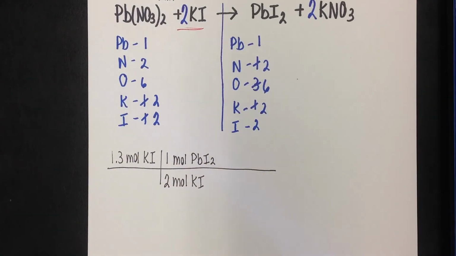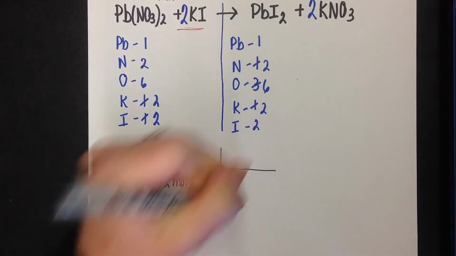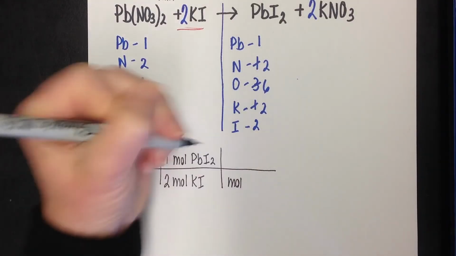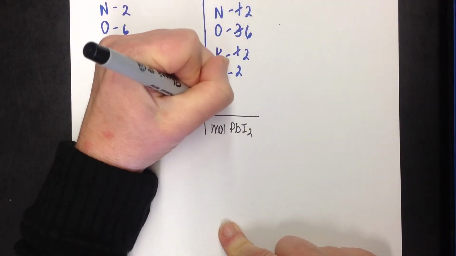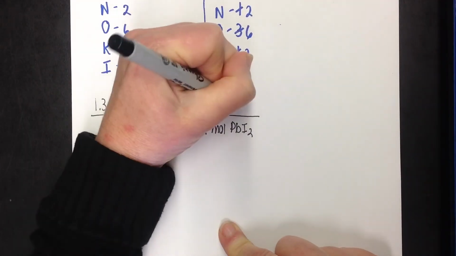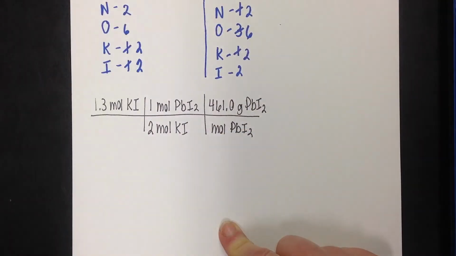Now, if I stop right here, my answer is going to be in moles, but they specifically said in grams. So real quick, I'm just going to do a mole to gram conversion. A mole of lead 2 iodide has a mass of 461 grams of lead 2 iodide per mole.